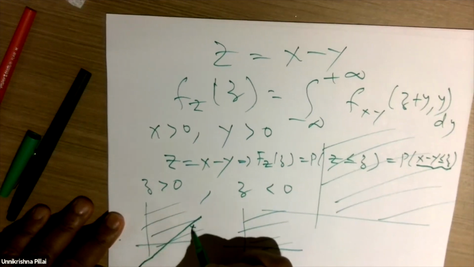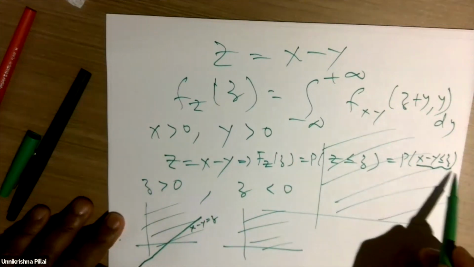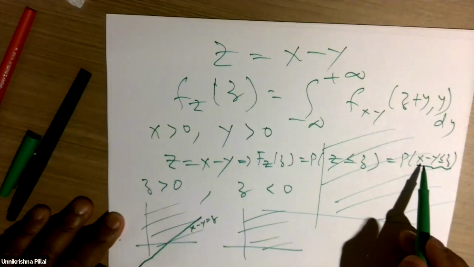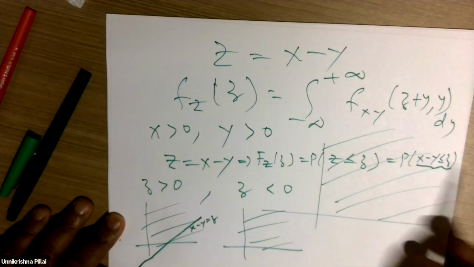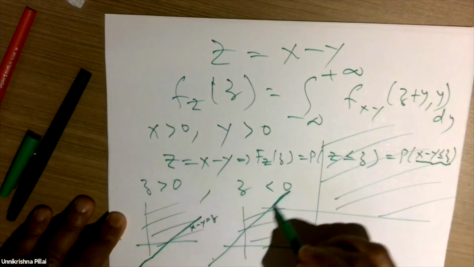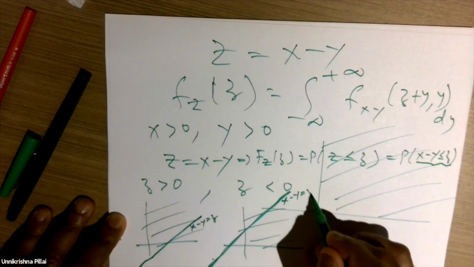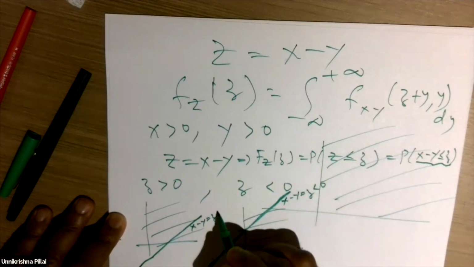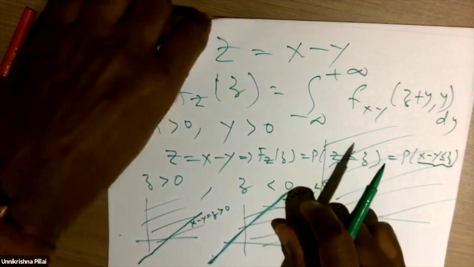If z is negative, how will this line look like? Anyone? No big deal. You put x equal to zero, minus y equal to minus z. Y is minus z. So the line will just push up. So this is the same line, x minus y equal to z, z negative here, z positive. And let me do it in the next page so you can clearly see.